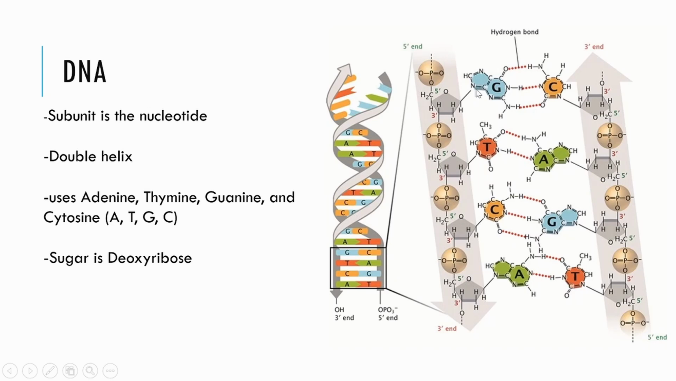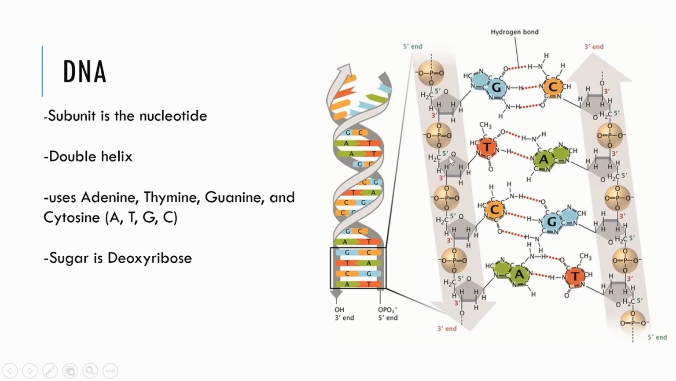So this here, these three pieces, is one single nucleotide. DNA is a double helix, meaning that we have this spiral-like shape, and the double part meaning we have two strands making up the molecule. One strand wrapping around on one side, and the other strand wrapping around the other.